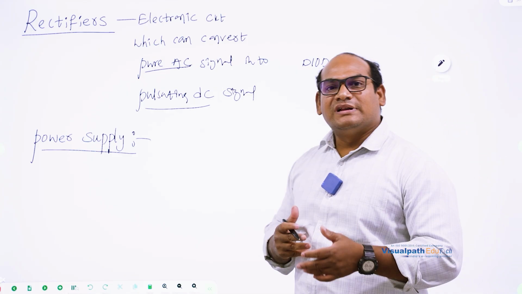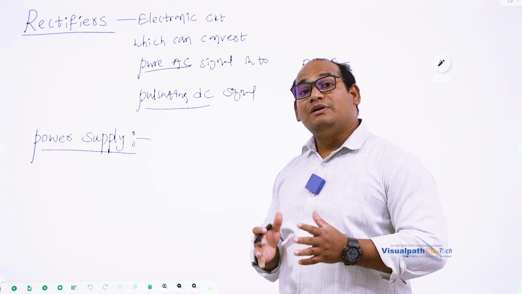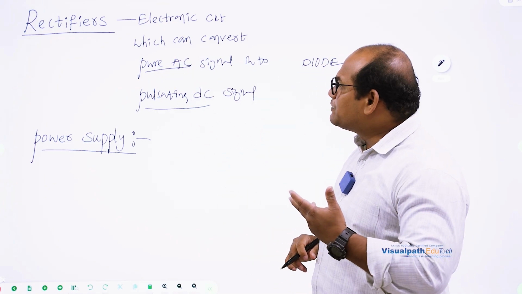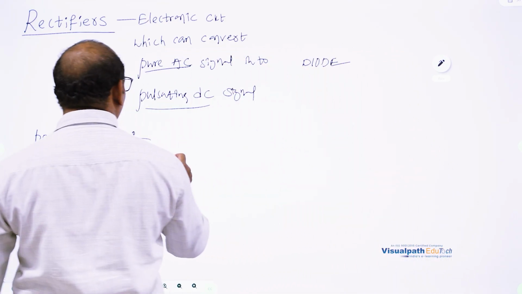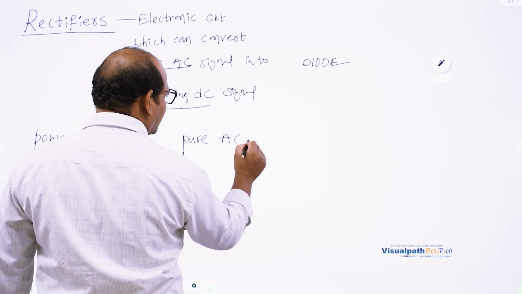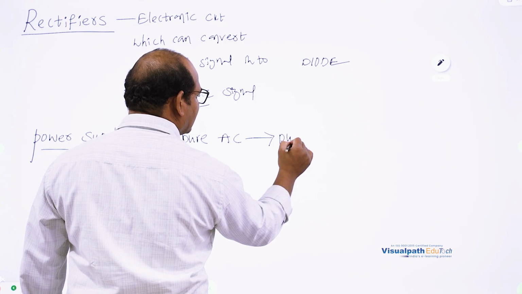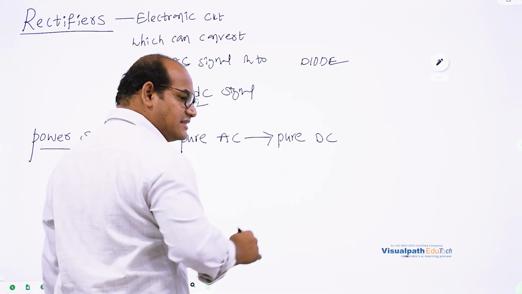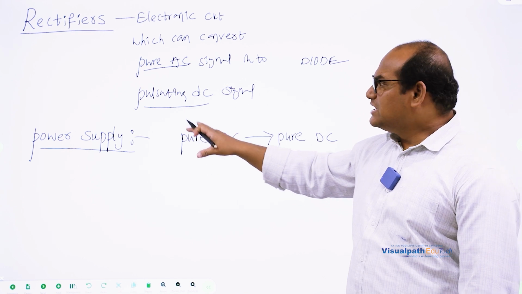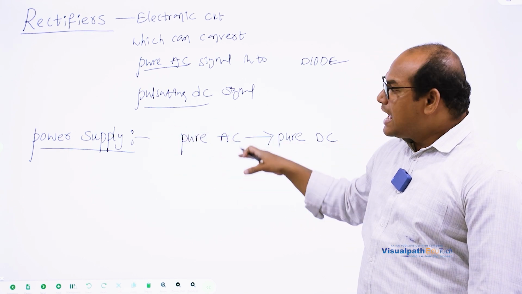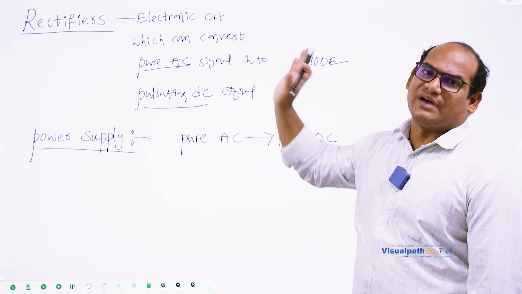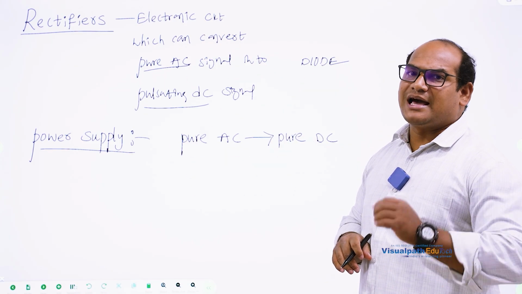Now, why do we go for the rectifier? Most electronic equipment works with DC, but the available thing is pure AC signal. So that pure AC signal has to be converted into pure DC. That can be done by the power supply. But it is not a single block. In the power supply we have several blocks, and out of all the blocks available, one of them is the rectifier, and that is the first block.